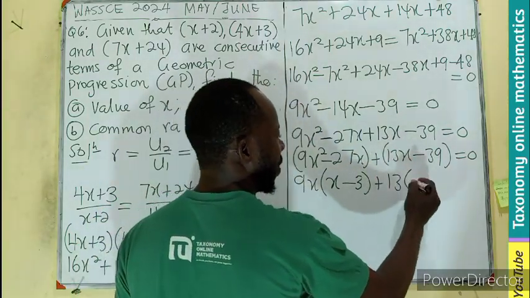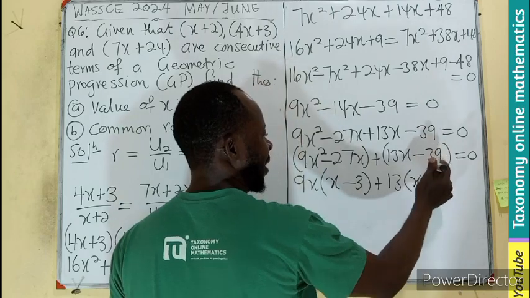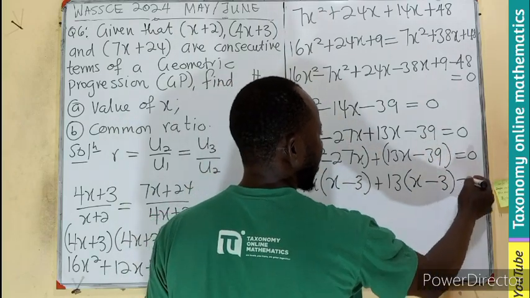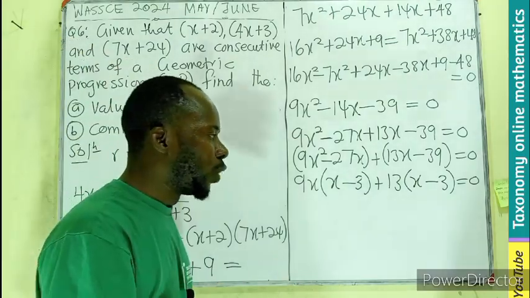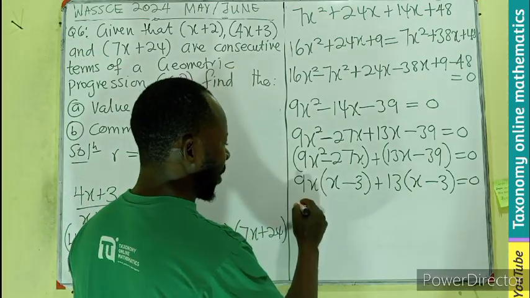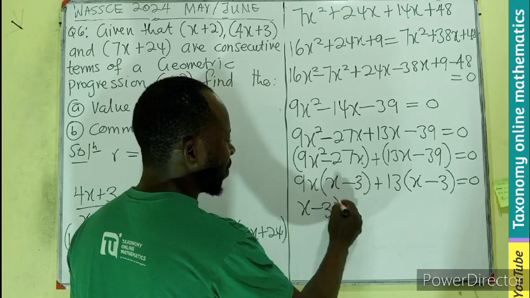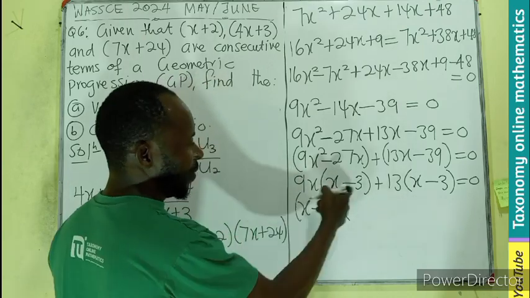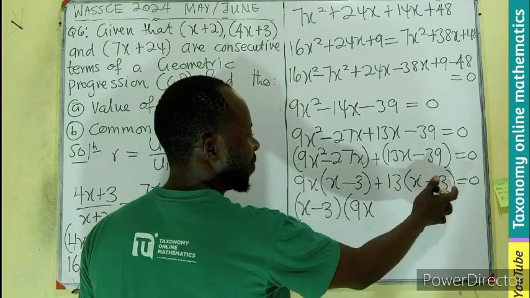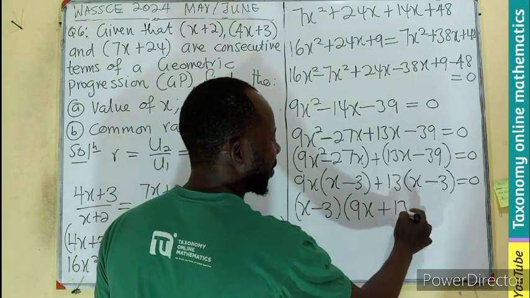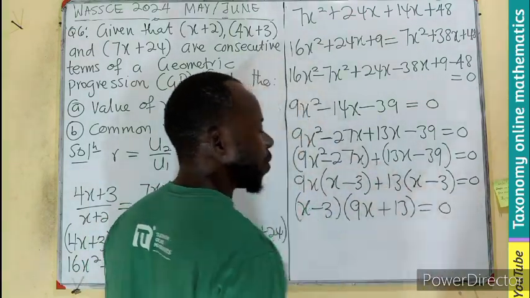Dividing 13 will leave us only x, dividing 39 will give us only 3, equals to 0. So we can see the brackets are now our new common factor. So we pick the common factor, x minus 3, then dividing by this will leave us 9x, dividing by this, plus 13 equals to 0.